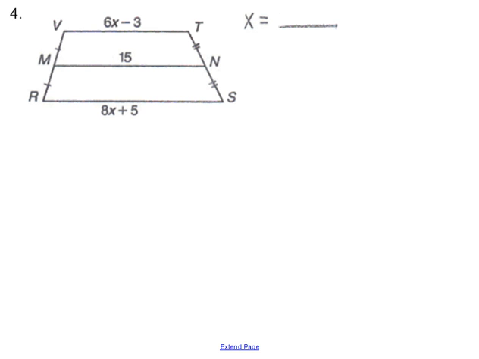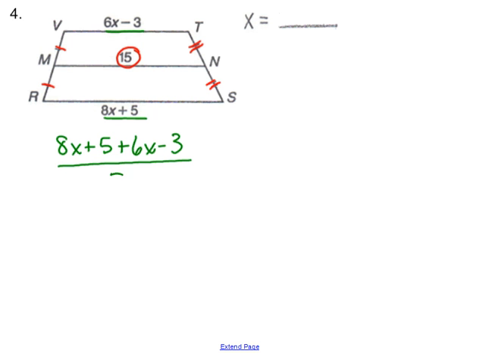Well, I see this 15 here as the midsegment because this is in the picture. So that means that if I add this term and this term and divide it all by 2, I should get 15. So that's what I'm going to do. I'm going to add 8x plus 5 plus 6x minus 3, divided by 2, and set it equal to 15.